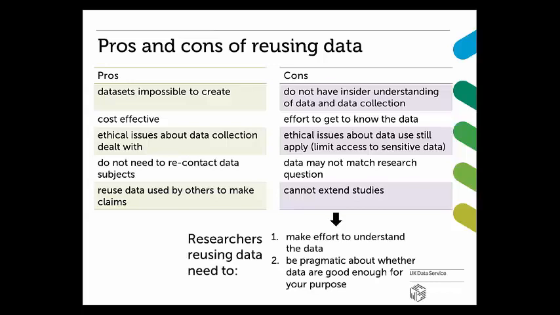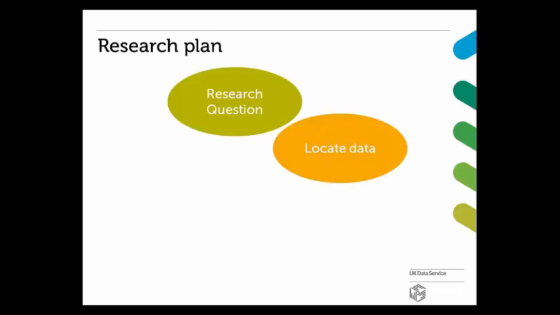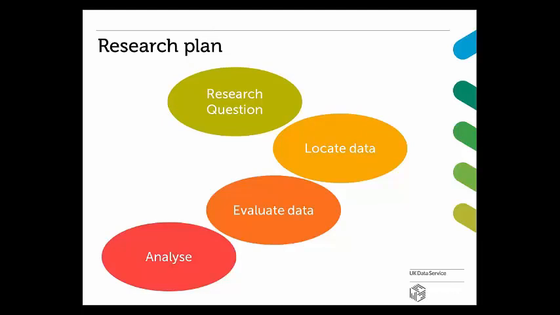Therefore, researchers looking to reuse data need to make an effort to understand the data and also be pragmatic about whether the data are good enough for your purpose. So to illustrate some of the issues, here's an example of a research plan with secondary data analysis. You might start with a research question and then look to locate some data, evaluate the data, analyse the data, and then get an answer to your research question.